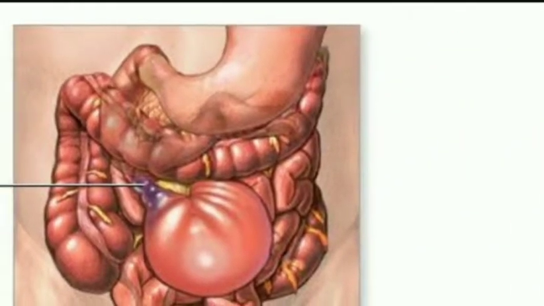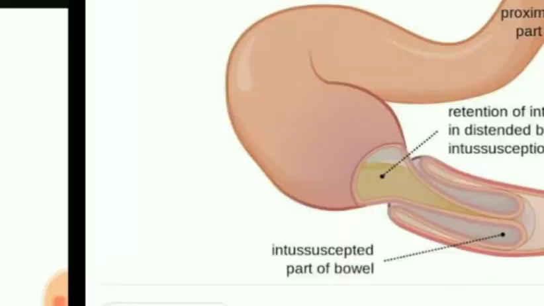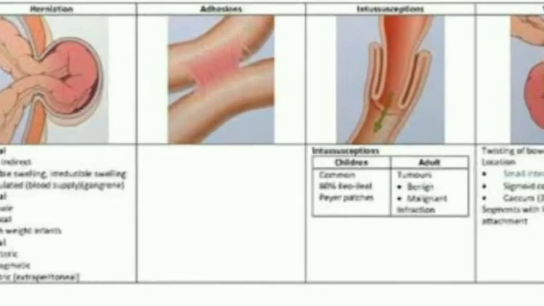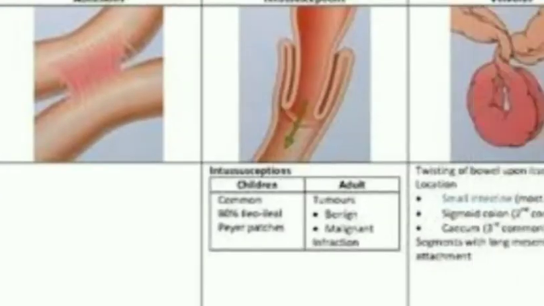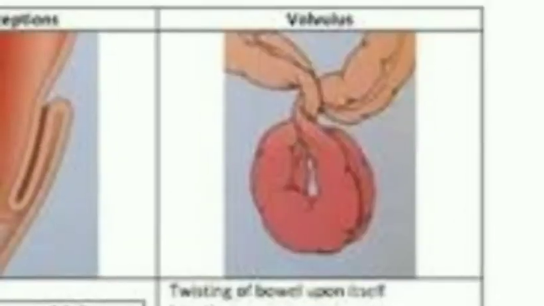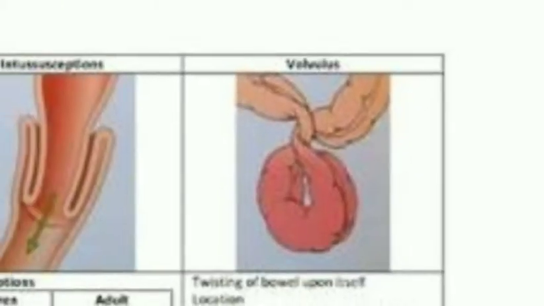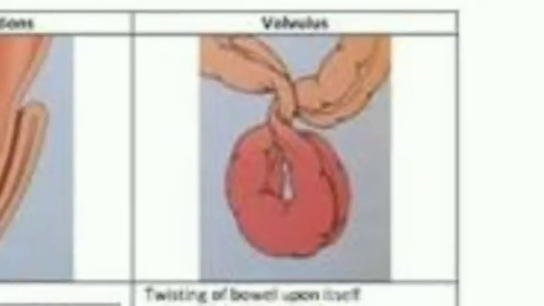Example number 1 is volvulus, that is closed loop obstruction. Volvulus is twisting of the gut on its own axis. Second is acute appendicitis.